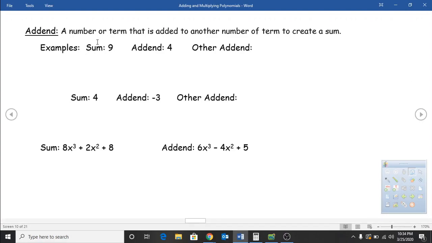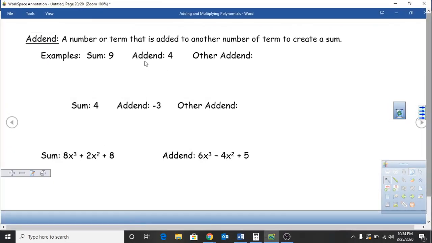Now, to find the addend, you just have to know the process to find addends, okay? And you have to know what the terms mean. So let me just explain what an addend is. Every time you have a sum, you're going to have two addends. So keep that in mind that there are two addends. An addend is a number or a term that is added to another number or term to create a sum. Now, if you remember, a sum is kind of like a total. So the sum is what something will be equal to.